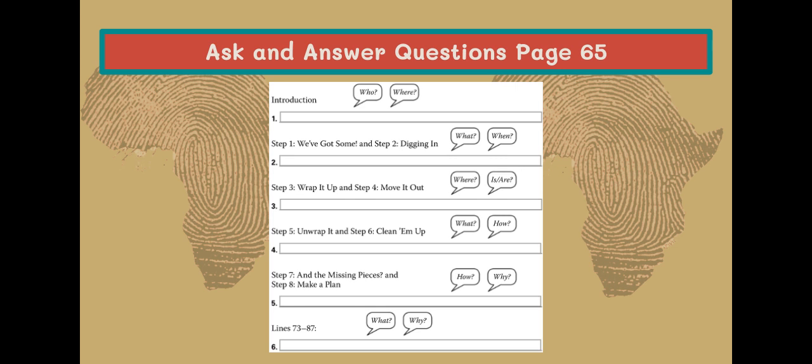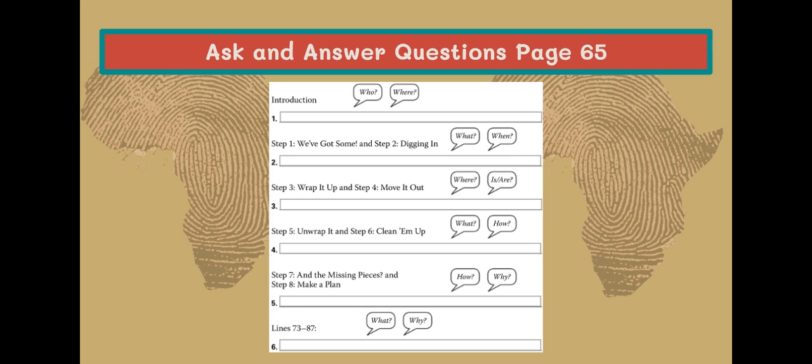Now turn back to page 65. Choose a different question word. Try using what or when. Write the question on the page. Be prepared to answer your question out loud.